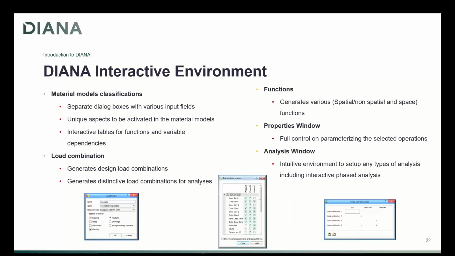Next to that, we also have material model classification, with a separate dialog box with various input fields. A unit aspect can be activated at the material level. For load combinations, you can generate load combinations for design or distinctive load combinations for analysis. As I mentioned, you can generate functions, whether spatial, non-spatial, or a space function. And for the analysis window, we have an intuitive environment to set up your analysis, including an interactive dialog box for the phase analysis, where you can, at a glance, see the different phases and the parts of your model that should be activated.